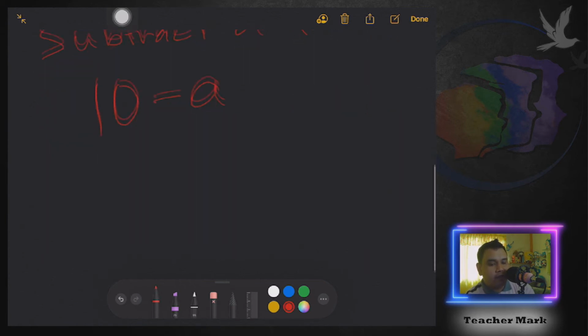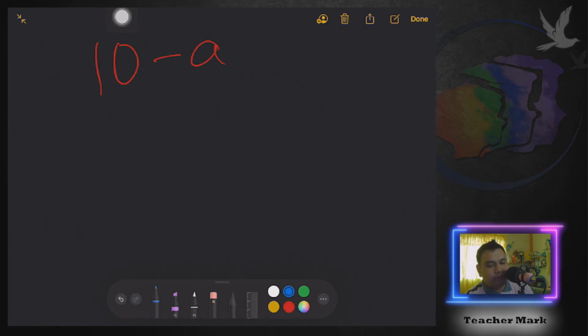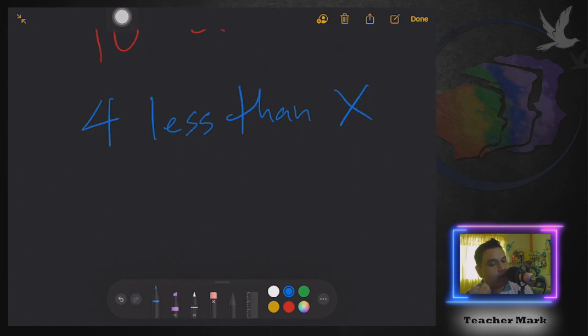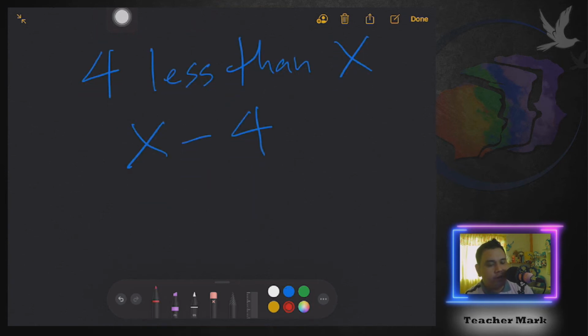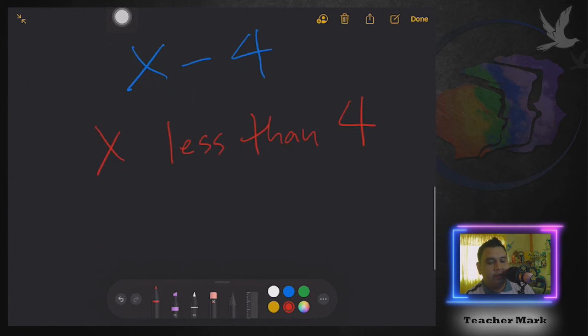The term less is just the same as subtract. 4 less than x. 4 less than x means we are going to remove 4 from x, which makes this x minus 4. And if we are going to interchange the values again, let's say x less than 4, the answer here will now be inverted as well. 4 is already there, and we are going to remove x from it. Okay?